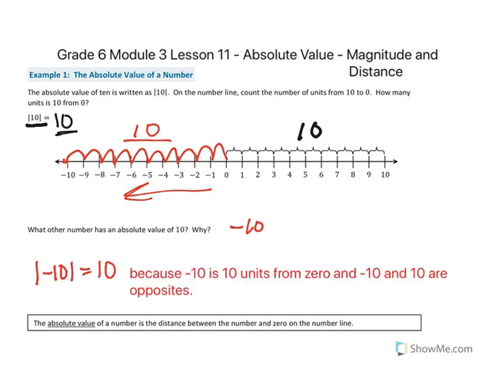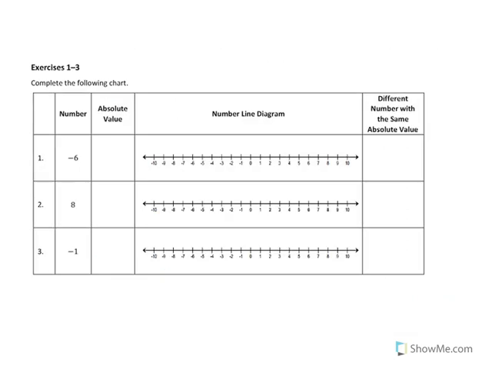Okay, so we would say that the absolute value of negative 10 is 10 because negative 10 is 10 units from 0, and negative 10 and 10 are opposites. The absolute value of a number is just the distance between the number and 0 on the number line. And we have to maintain that. That's the most important concept to get from absolute value in this lesson. So let's talk about what that means exactly.